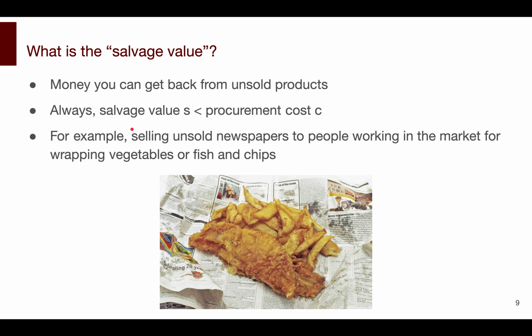If you think of newspapers as an example, and let's say you have leftover unsold newspapers, you can typically sell them to, for example, people working in the markets to wrap vegetables or meat or other raw food. Or in the UK, for example, it was quite common for a long time for people who sold fish and chips to sell them wrapped up in newspapers. Of course, nowadays we don't do this because newspapers can have a lot of chemicals that might be harmful to people's health. But in the old days, that's one way that people salvaged these unsold newspapers. So if the newsboy was able to sell these unsold newspapers to someone working in the markets, they get a little bit of money back. Better than nothing, but definitely not as much as he or she paid for the newspapers in the first place.